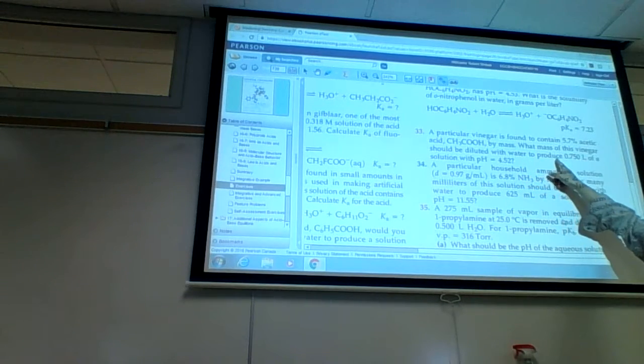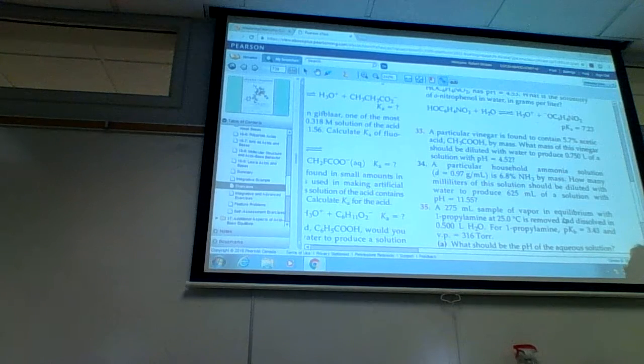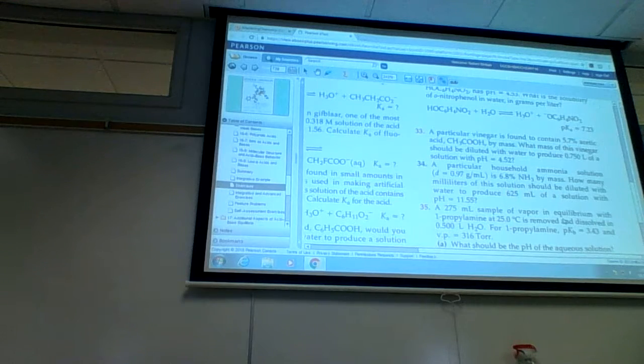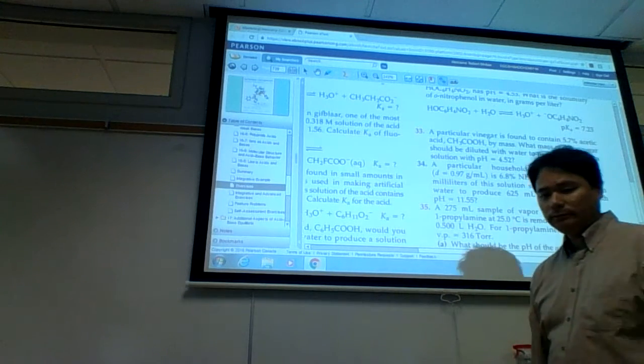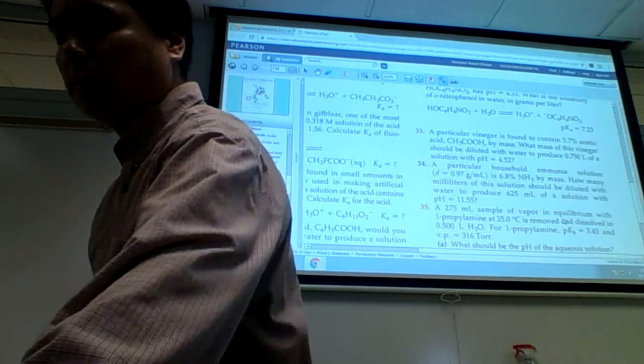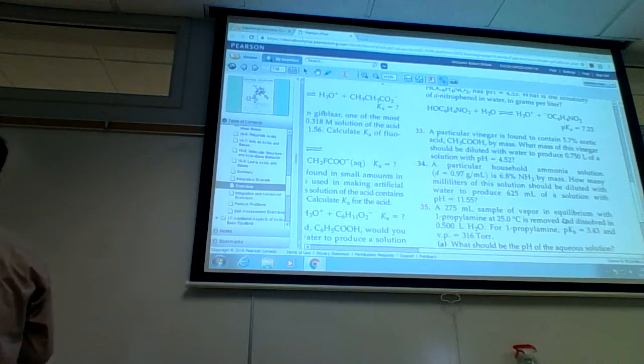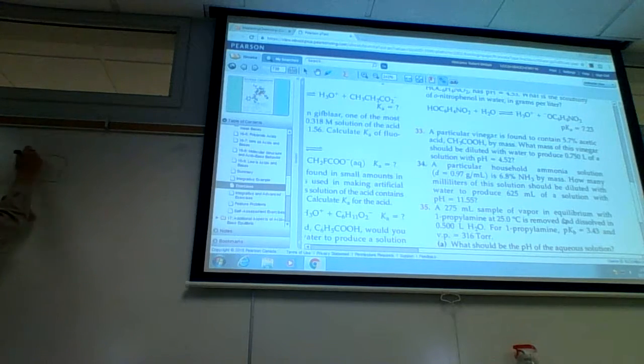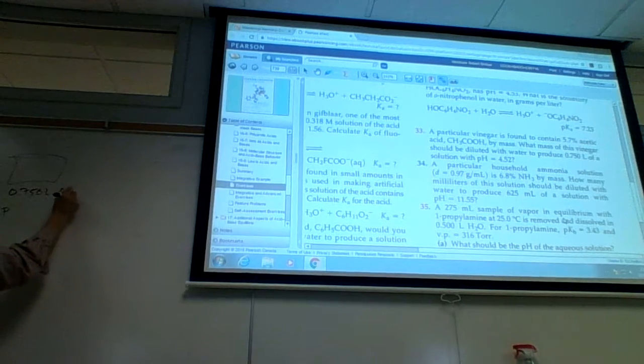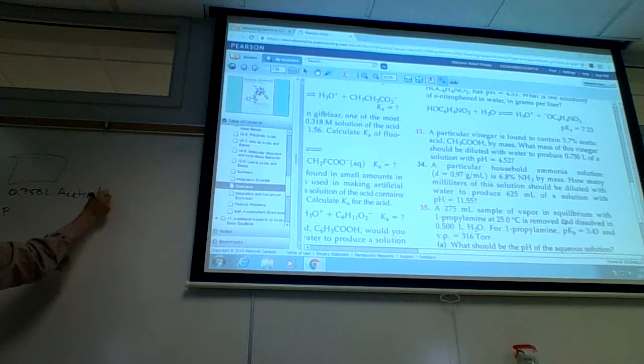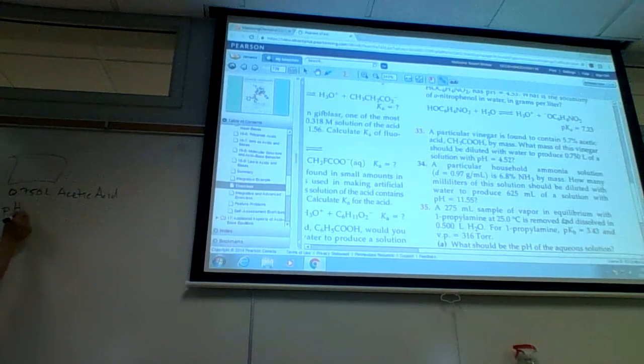A particular vinegar is found to contain 5.7% acetic acid by mass. What mass of this vinegar should be diluted with water to produce 0.750 liter of a solution with pH 4.52? And so we want a 0.750 liter solution of acetic acid with a pH of 4.52.